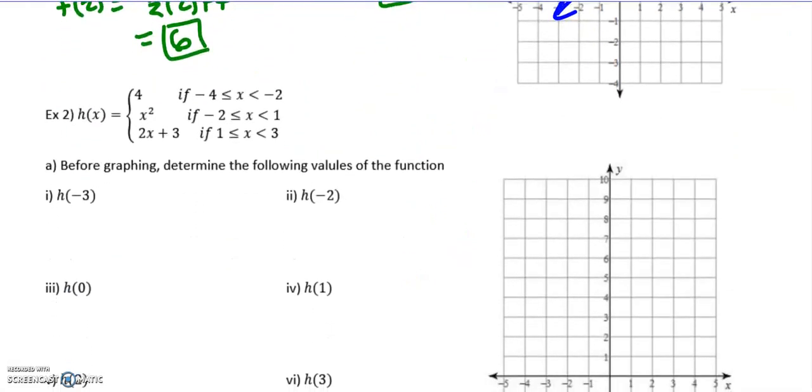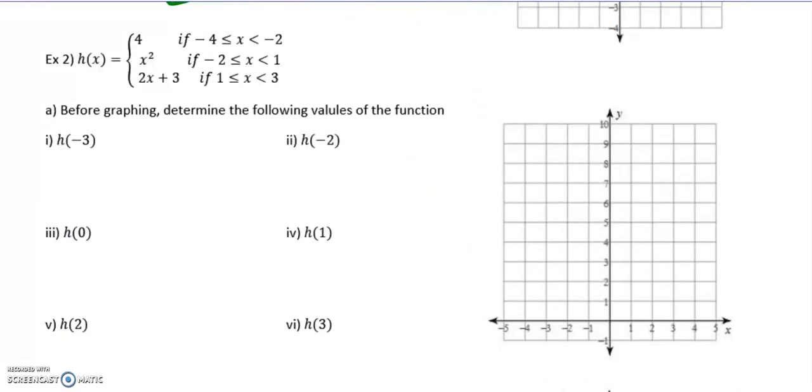Example 2, it says to go through before graphing and determine the following values of the functions. So what I'm going to do, I'm just going to color code. We're going to call that blue, call that green, and we're going to call that red. And I'm going to look at where do I plug these things in. So for my first one, h negative 3. If you remember, this side gives me x's, this side gives me y's.